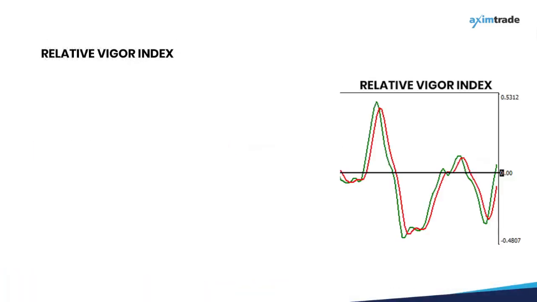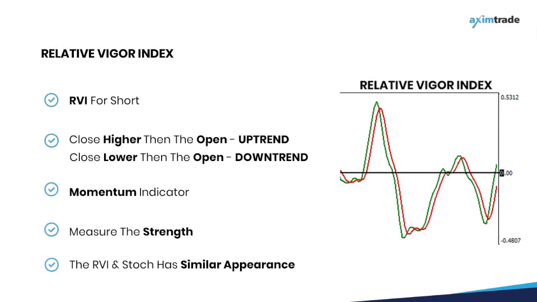The Relative Vigor Index indicator, or RVI for short, is an oscillator based on the concept that prices tend to close higher than they open in uptrends and close lower than they open in downtrends. It is a momentum indicator used in technical analysis that measures the strength of a trend by comparing an instrument's closing price to its trading range while smoothing the result using a simple moving average, SMA.